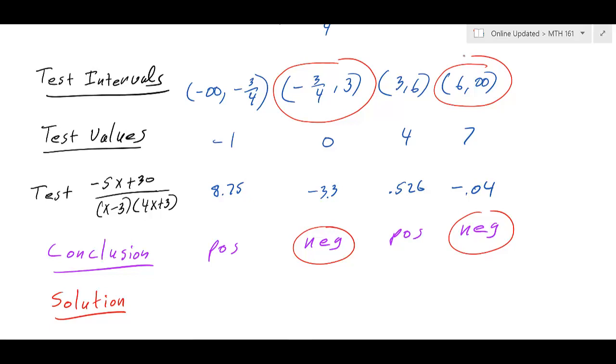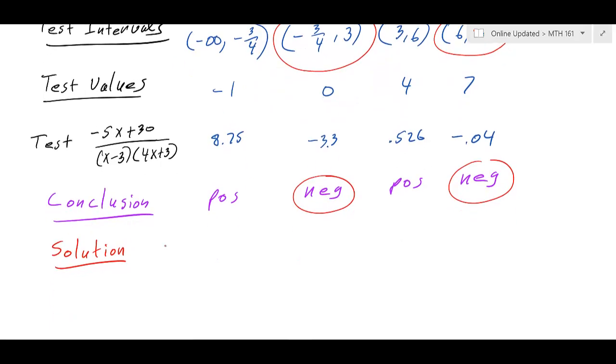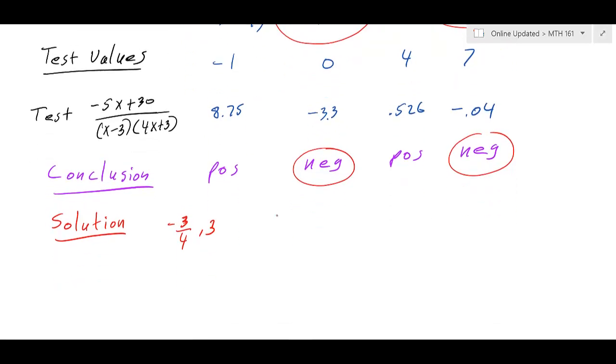And maybe if you didn't already, pause the video and see if you can come up with the correct solution with the correct parentheses and brackets needed for the intervals. So we know we're going from -3/4 to 3, and we know we're going from 6 to infinity.